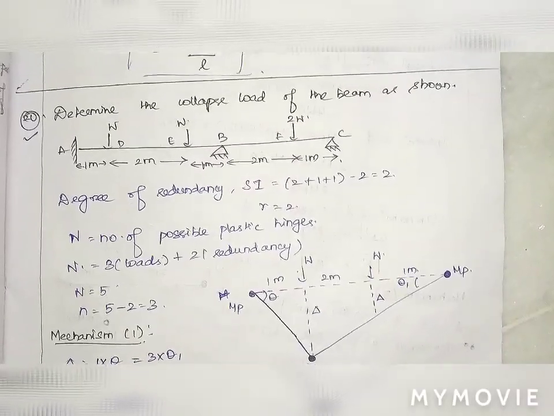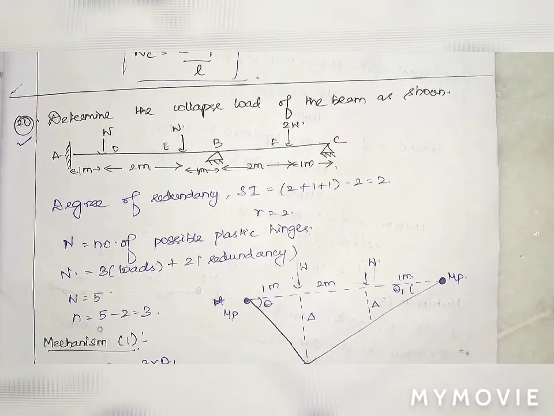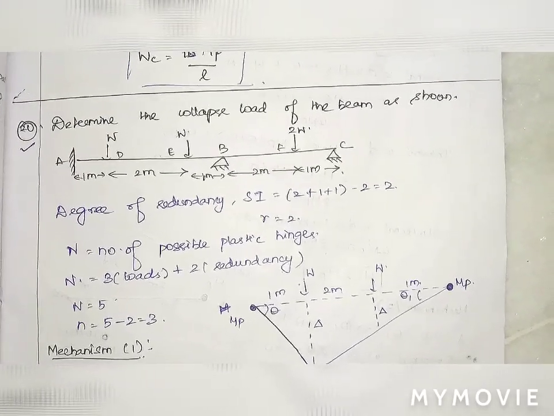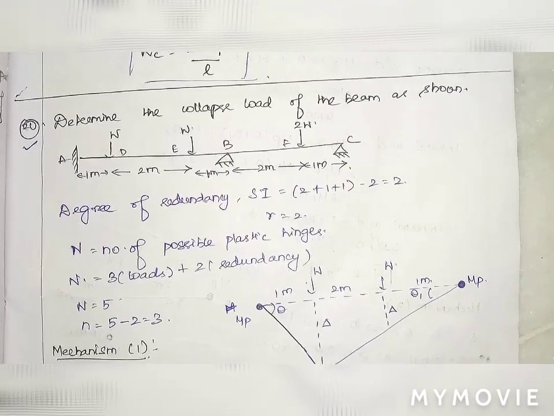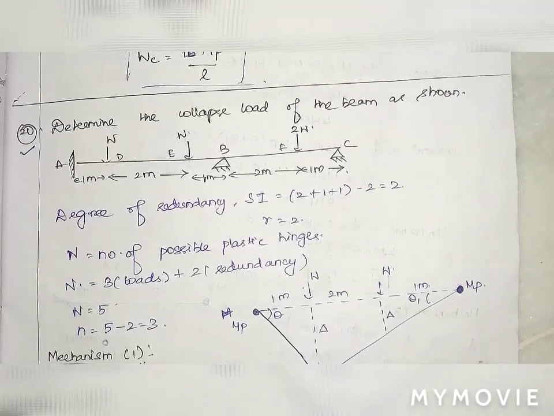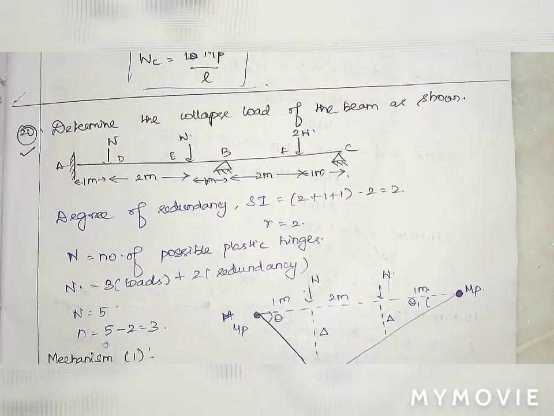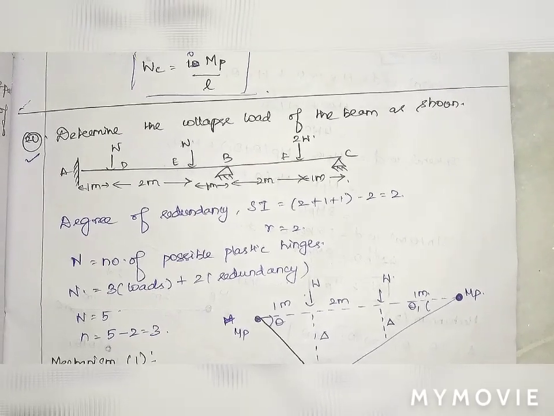The next problem is determination of collapse load. See the figure, they have not given the value of loads. We have to find out the collapse load for the given beam based on the plastic moment value. This is the given beam, so we can calculate it.